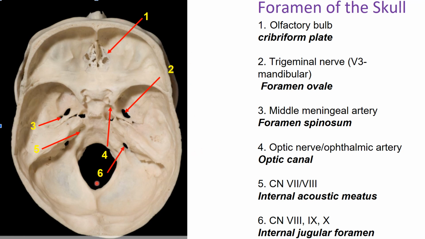Now, number 6 here, this is your internal jugular foramen. Your internal jugular foramen has cranial nerves 8, 9, and 10 associated with it. Sorry, not 8. 8 should be up here. It's going to have 9, 10, and 11. So 9, 10, and 11, and that's your internal jugular foramen. So ignore the 8 here. 8 is going to be up here with your internal acoustic meatus, and this should be 9, 10, and 11 associated right here. Now, cranial nerve 12, the hypoglossal nerve, is going to come straight in front of the clivus.